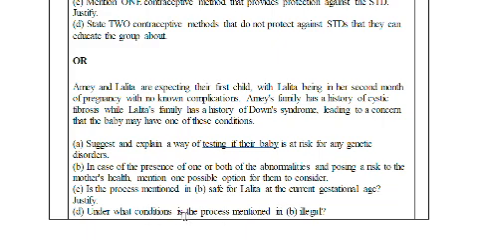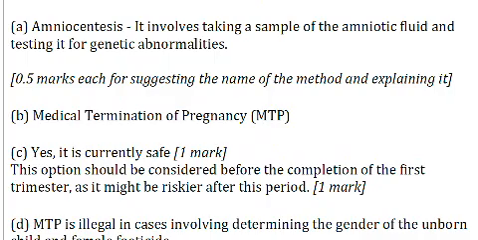Under what conditions is the process mentioned in B illegal? MTP is illegal in cases involving determining the gender of the unborn child and female feticide. Okay, in order to know the sex of the child, and if it is a female, killing of the child, it is illegal.